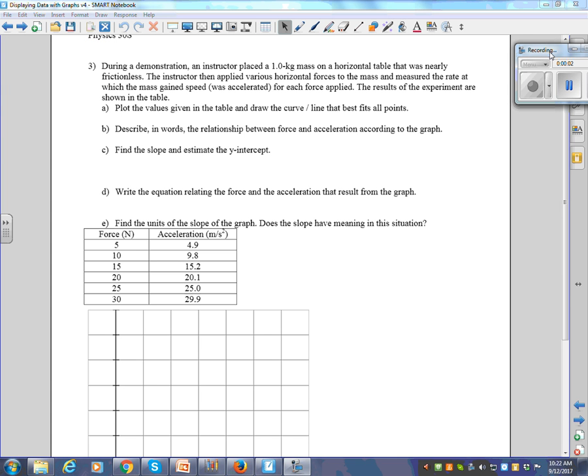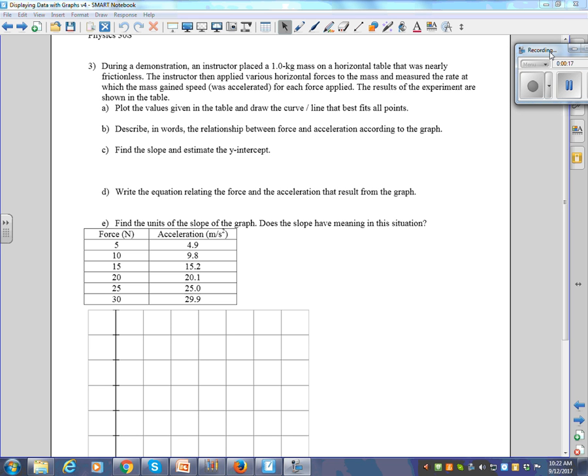So this is number 3 here. During a demonstration, an instructor placed a 1 kilogram mass on a horizontal table that was nearly frictionless. The instructor then applied various horizontal forces to the mass and measured the rate at which the mass gained speed, or was accelerated, for each force applied. The results of the experiment are shown on the table.